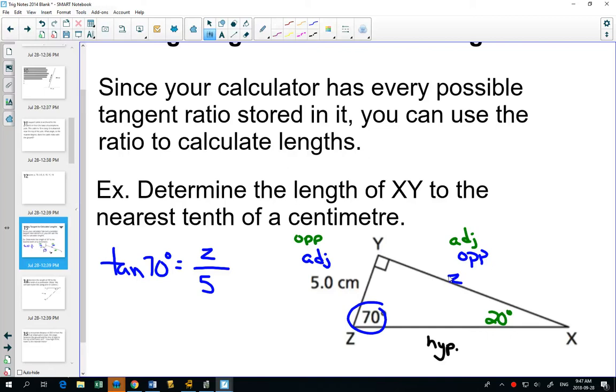So if I'm making my definition for tan of 70 degrees, it will be z over 5. If I was talking about the 20-degree angle, and I know this is 20 degrees because they all have to add up to 180, then tan of 20 degrees would equal opposite is 5, adjacent is z.